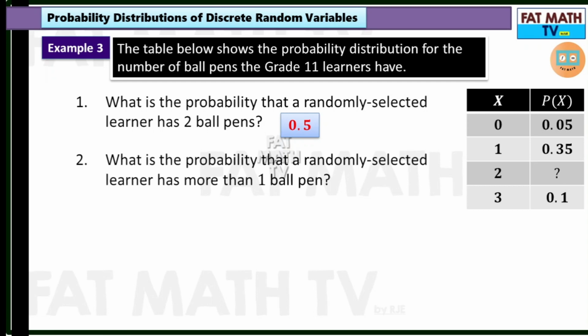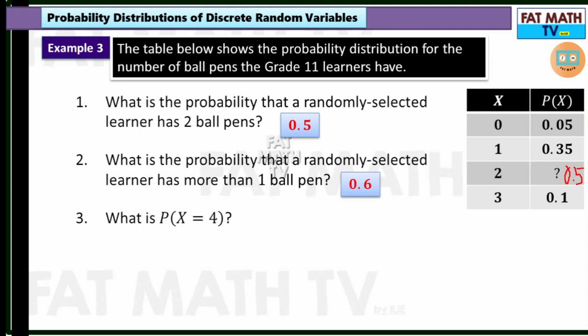What is the probability that a randomly selected learner has more than 1 ball pen? More than 1, that means 2 or 3. So here in this case, for the 2, we already solved that in number 1, that is 0.5. So 0.5 plus 0.1, that is 0.6.